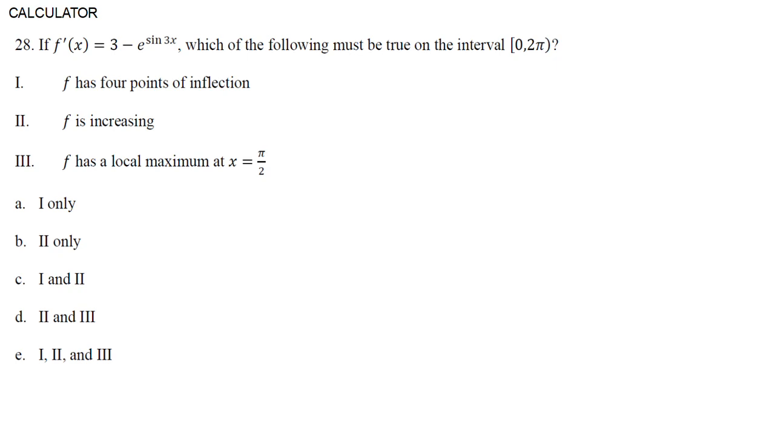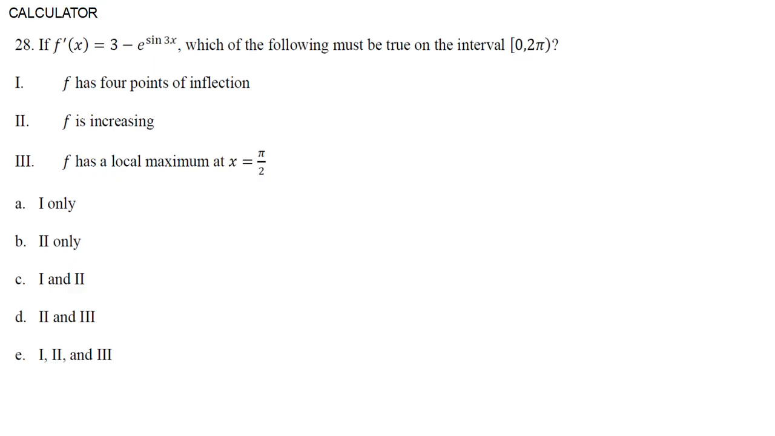All right, so the rest of these problems are going to be calculator problems for us now. So this one is giving us the derivative of a function. It says f prime is 3 minus e to the sine 3x, and we want to know which of these things must be true on the interval 0 to 2 pi. So the first one is that f has 4 points of inflection.